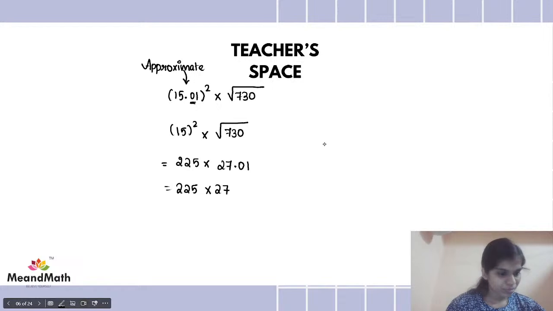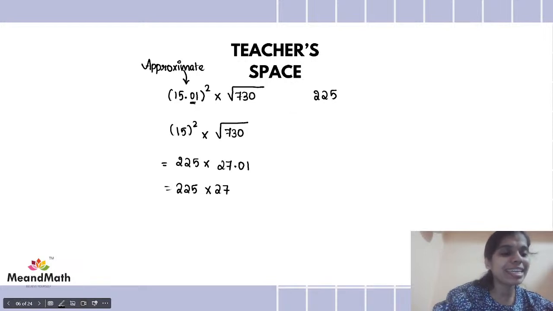Okay, my dear. So, 225 times. No, it's wrong. Why is it wrong? Yes, Tanmay, please do respond. Why is it wrong? What is square root of 730? Come on, check with your value. What is square root of 730?